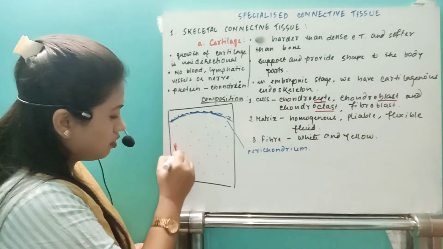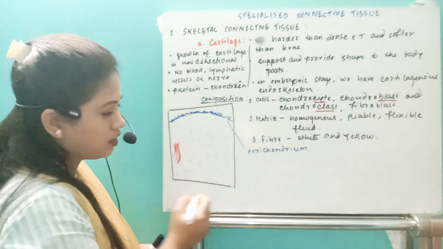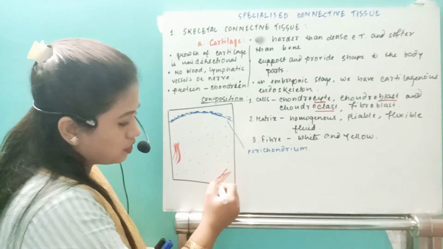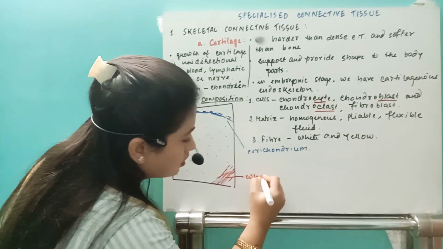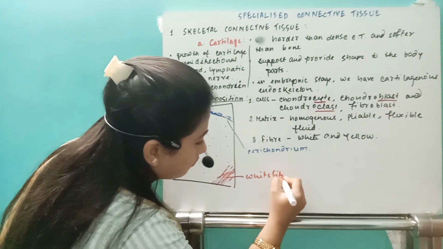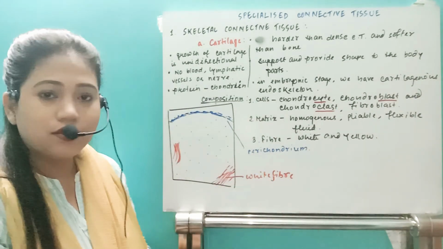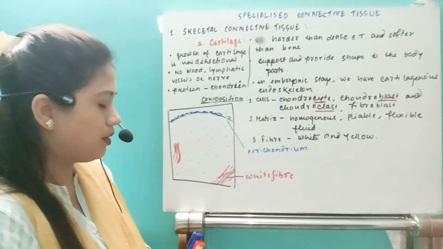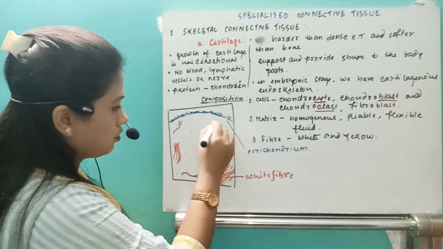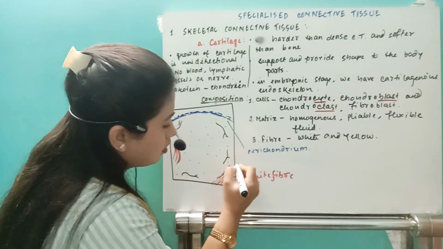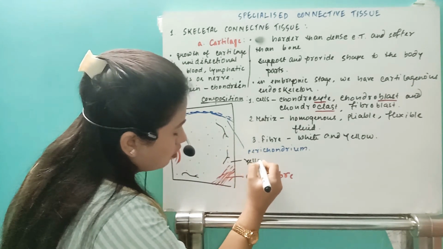So here, these are the white fibers present, right? This is the white fiber, which is present in bundles. The second one, this will be the yellow fiber, which is individually present. So this will be the yellow fiber.